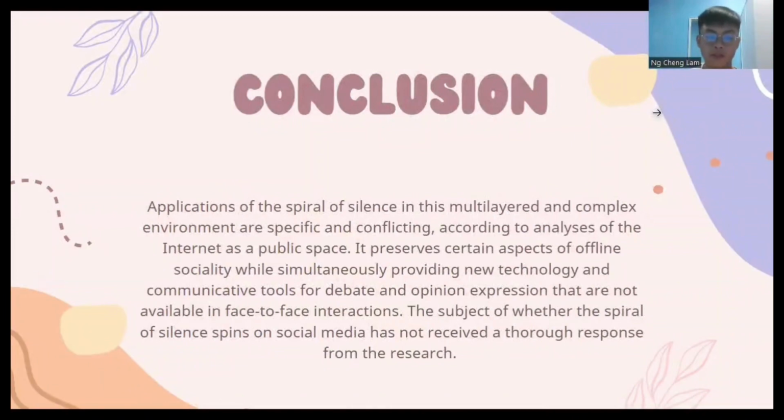In conclusion, applications of the spiral of silence in this multi-layered and complex environment are specific and conflicting. According to analysis of the internet as a public space, it preserves certain aspects of offline sociality while simultaneously providing new technology and communicative tools for debate and opinion expression that are not available in face-to-face interaction. The question of whether the spiral of silence spins on social media has not received a thorough response from research. Contradictory findings, however, serve as a catalyst for additional study, particularly in light of the importance of the issue in the context of the internet as a public domain.